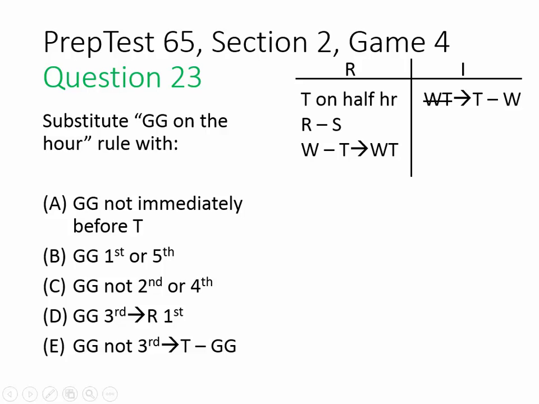Prep Test 65, game number 4, question 23. Last question in the section, and it's a tough one. It's asking us to substitute out the rule that generations must start on the hour with a new rule that results in the exact same set of possibilities. So let's go through these one at a time and compare them to what we know.